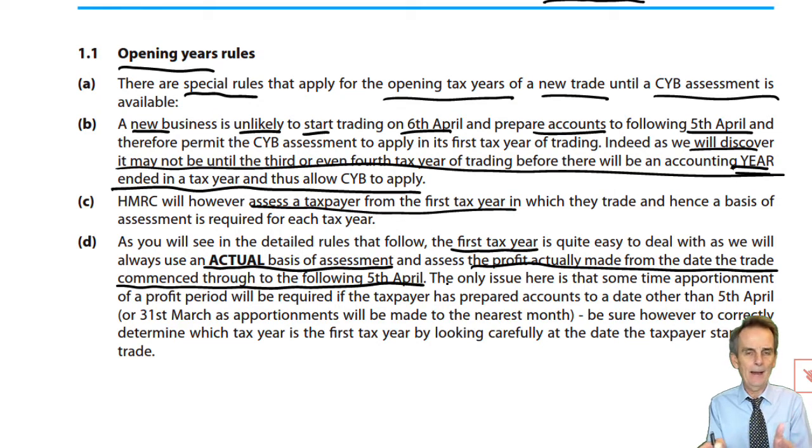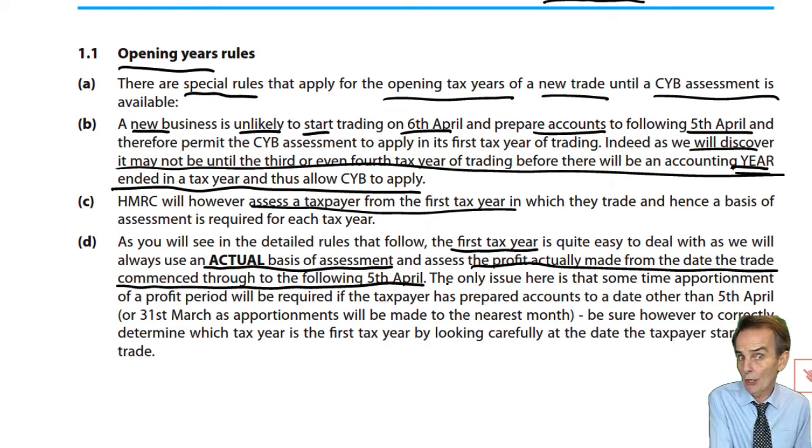Now again, unless you have prepared accounts to the 5th of April, what you're going to have to do is some sort of apportionment here. The opening period may start in the first tax year and end in the second tax year. Therefore, we have to take a portion. We'll do an apportionment of that opening period. So many months out of however many months of that opening period, what amount of that period falls into the first tax year? An apportionment.